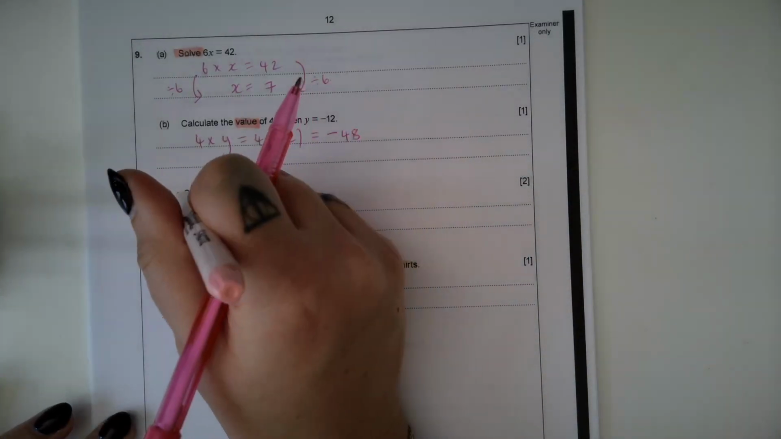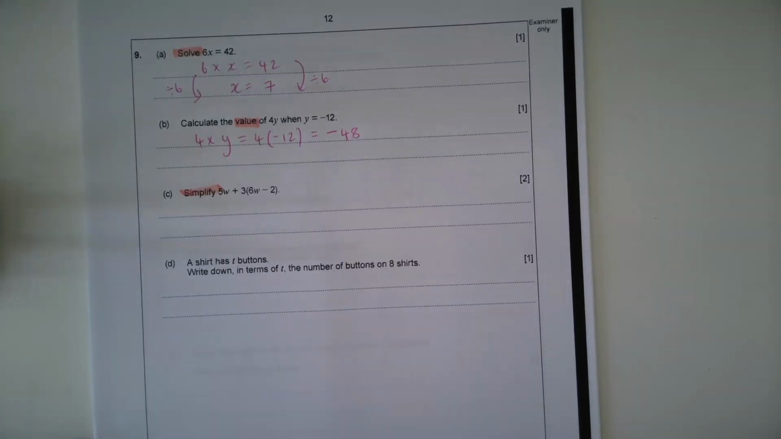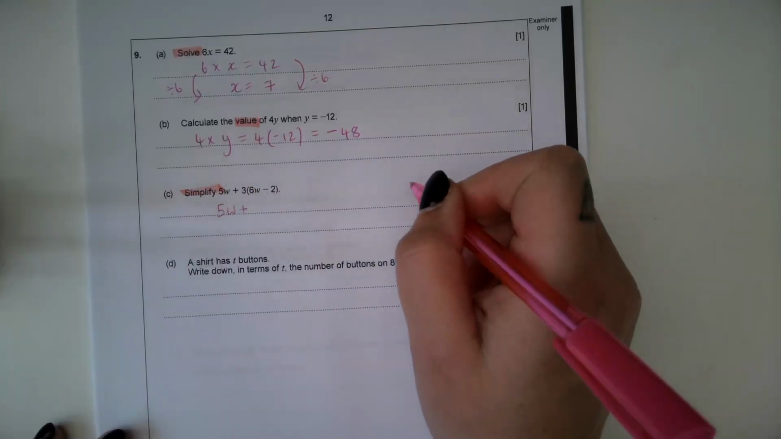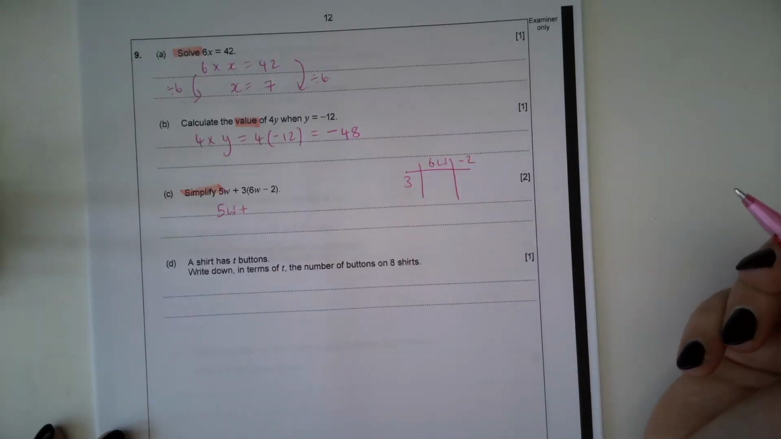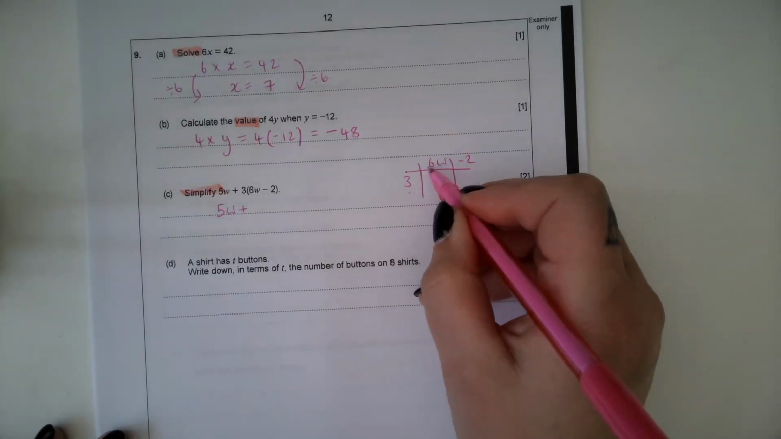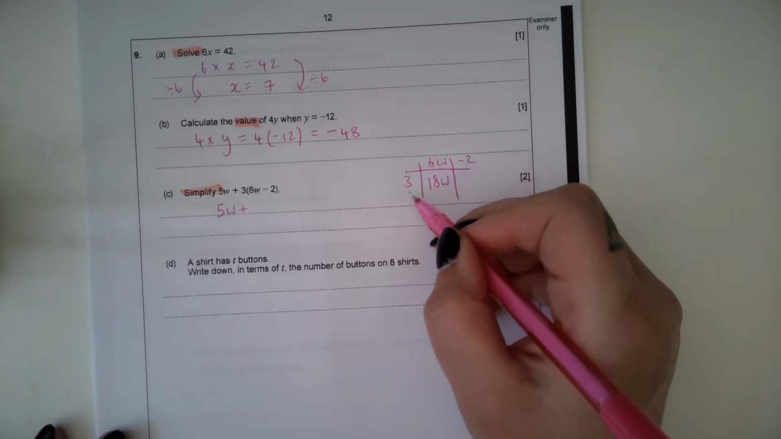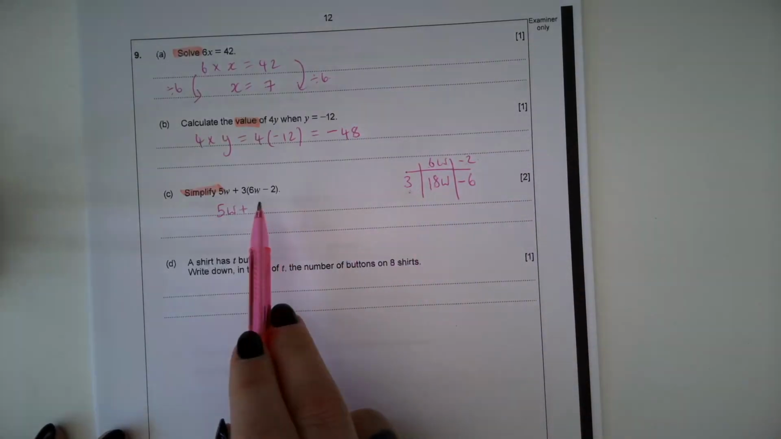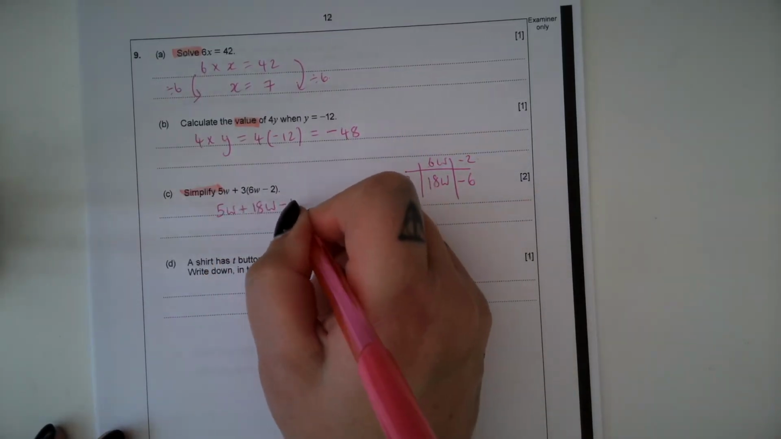Part C, simplify 5w, add 3, and then in brackets 6w, subtract 2. So the first thing I need to do is expand that bracket. So 5w plus, so I'm expanding the bracket, 3 multiplied by 6w, subtract 2. So 3 multiplied by 6w is 18w. 3 multiplied by -2, or positive multiplied by a negative, is negative. 3 multiplied by 2 is 6. So this bracket can be written as 18w subtract 6.